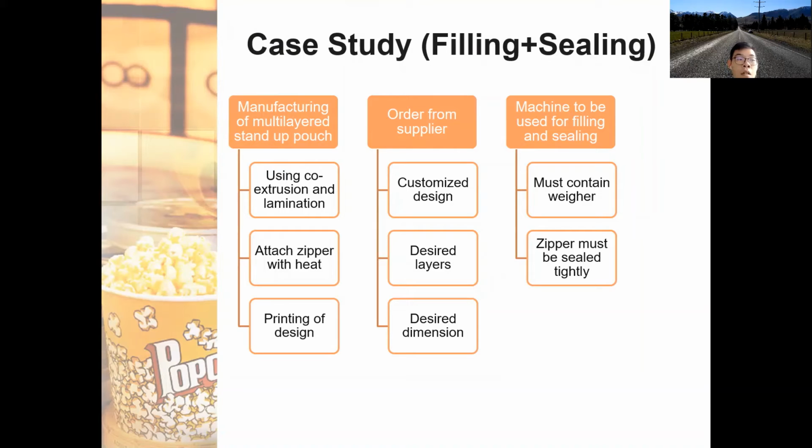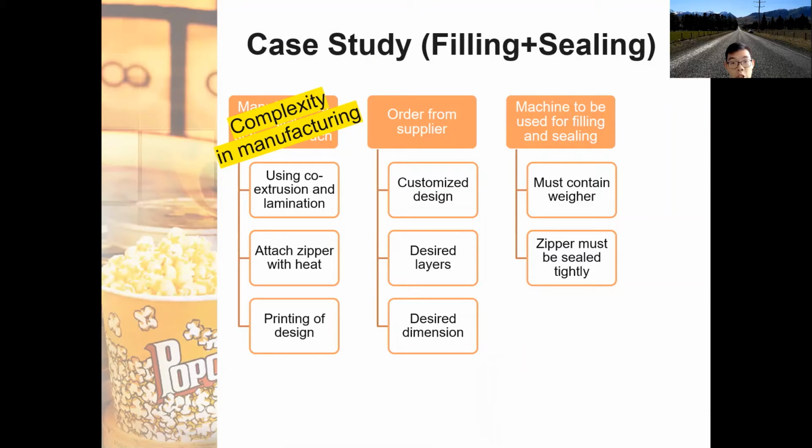However, this manufacturing process is very complex, so I have opted out of manufacturing the multi-layer pouch. I have decided on buying from a related supplier, whereby a customized design can be discussed, and the desired layers and dimensions can be specified to the supplier. So everything can be obtained directly from the supplier after discussion.